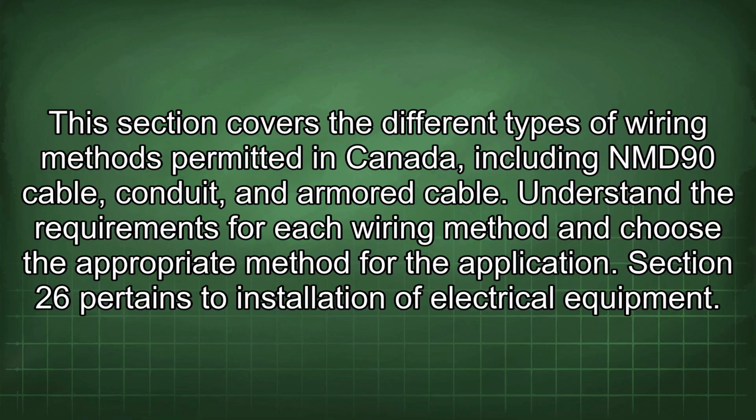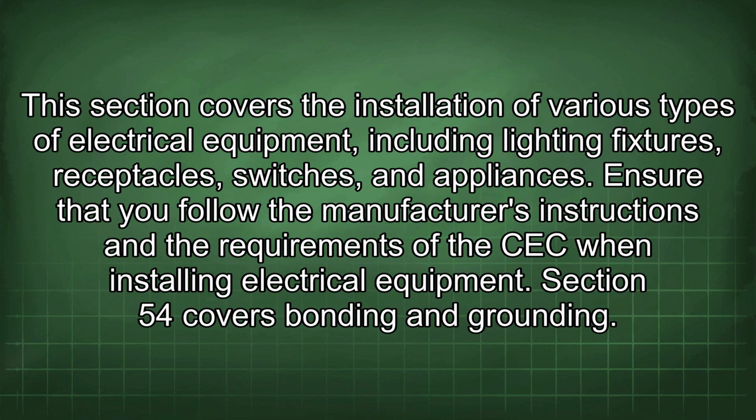Section 26 pertains to installation of electrical equipment. This section covers the installation of various types of electrical equipment, including lighting fixtures, receptacles, switches, and appliances. Ensure that you follow the manufacturer's instructions and the requirements of the CEC when installing electrical equipment.